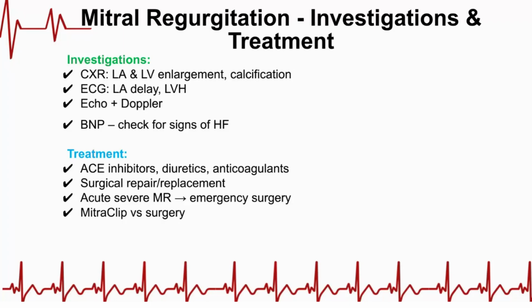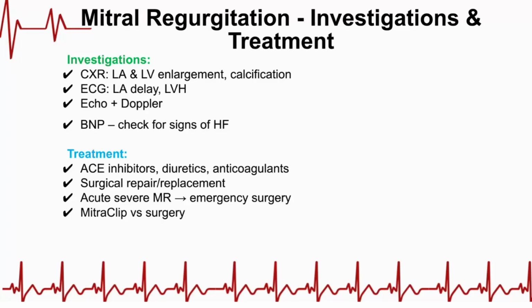So, giving diuretics, something to control the blood pressure, so ACE inhibitors, and also anticoagulation, especially if that patient has an AF. So in this case, I might give them apixaban. I think that's what our NICE guidelines state, to give apixaban if that patient is in AF. Now, if they have mitral regurgitation, we can consider surgical repair or replacement.